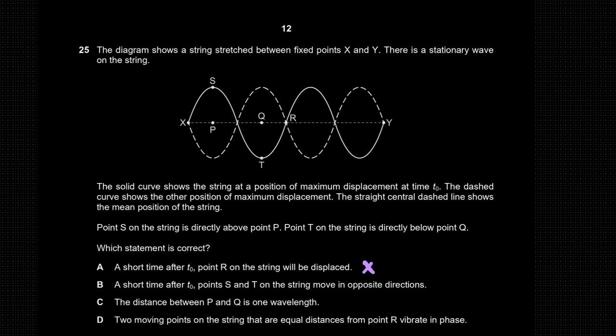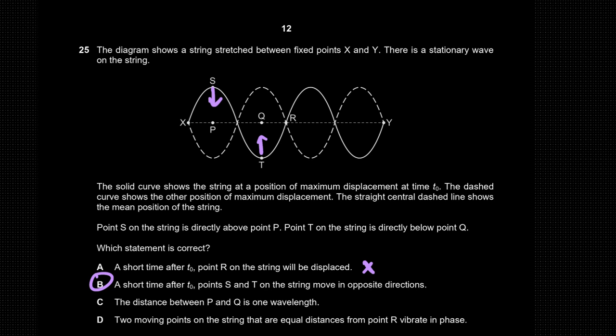A short time after t naught, points S and T on the string move in opposite directions. This is absolutely true because this will move downwards, this will move upwards, and it's also agreeing with the idea that when we have points on adjacent loops, they're in antiphase, and this is true. So this is the answer.